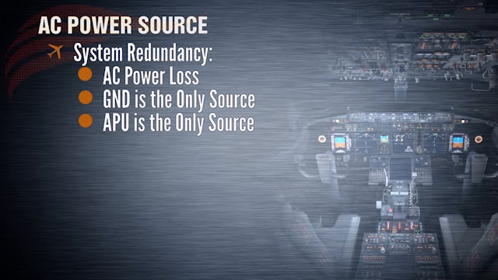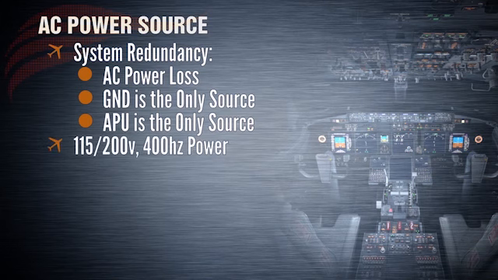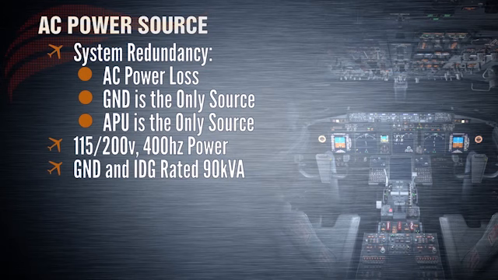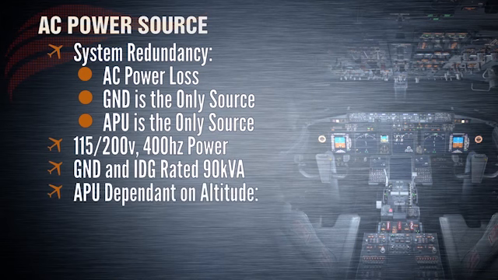All AC power sources supply 115/200-volt 400 Hz power. The external ground power is rated at 90 kilovolt-ampere, or kVA. The engine-driven generators are also rated at 90 kVA. The APU electric power supply is dependent on flight altitude.